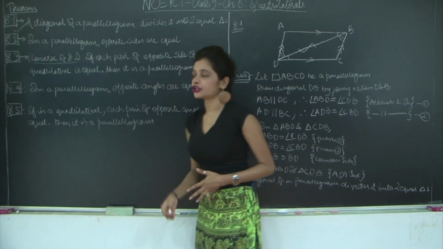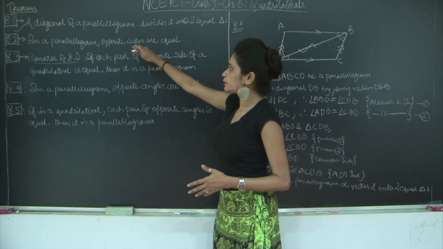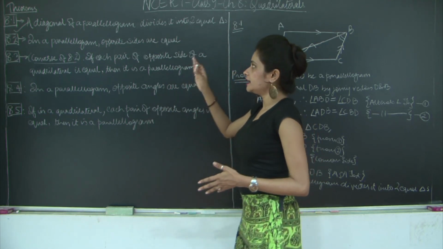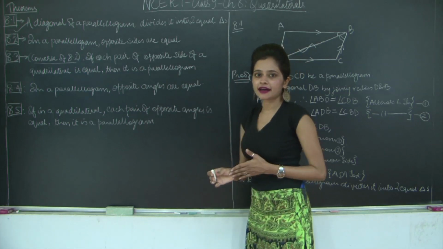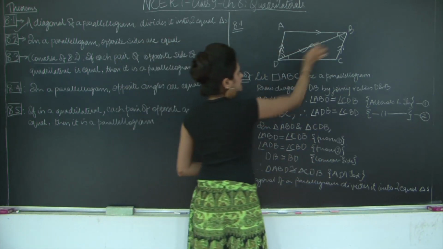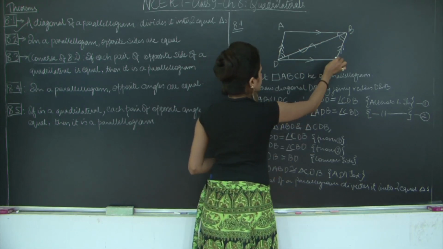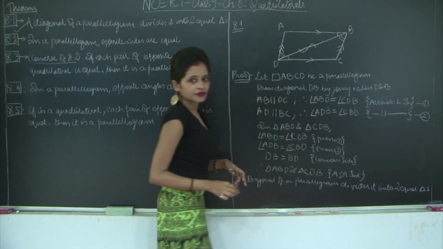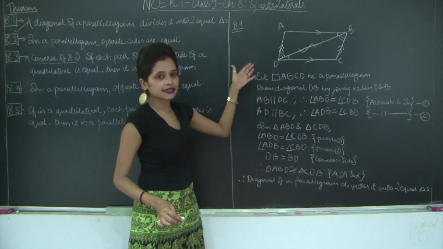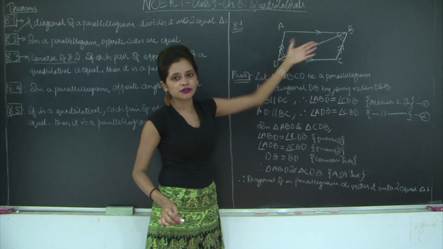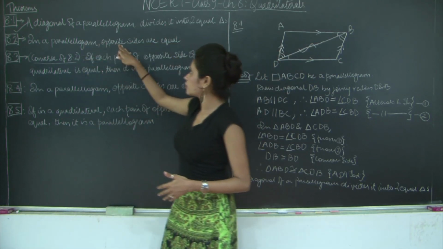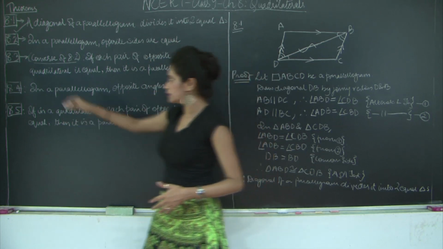Now based on theorem 8.1, we can prove theorem 8.2. What does theorem 8.2 say? In a parallelogram, opposite sides are equal. So now what have we proved? That triangle ADB is congruent to triangle CBD. Correct? Therefore, what can I say? That AB is equal to CD and AD is equal to CB by corresponding parts of congruent triangles. Therefore, in a parallelogram, opposite sides are equal.